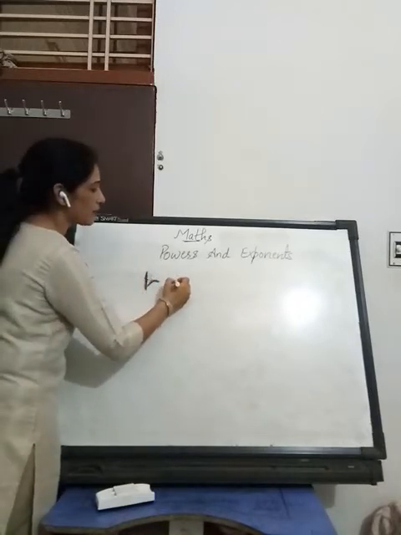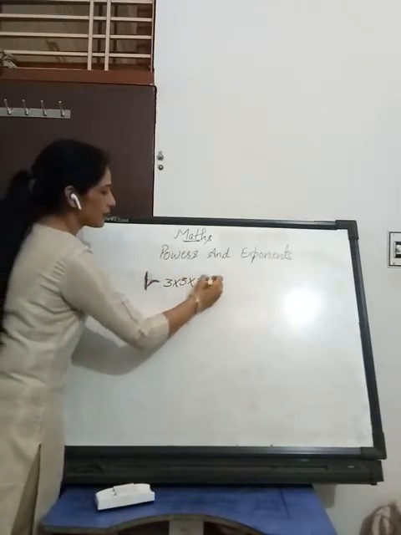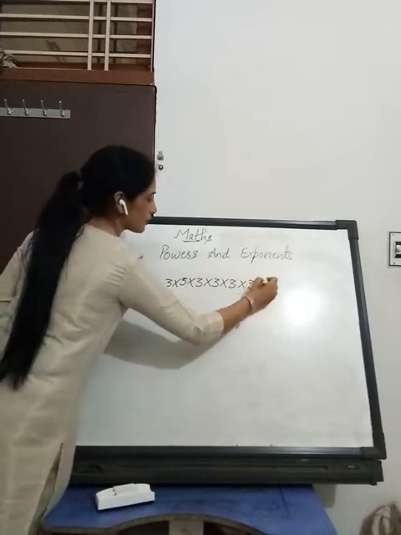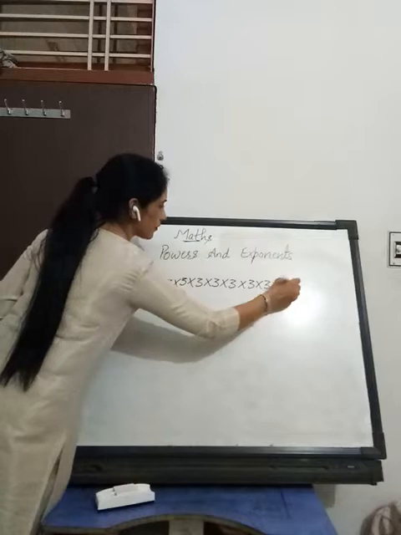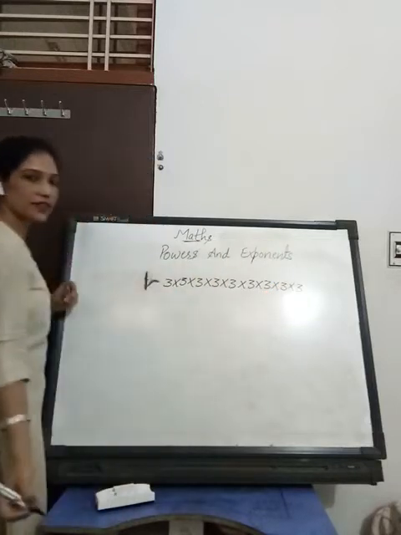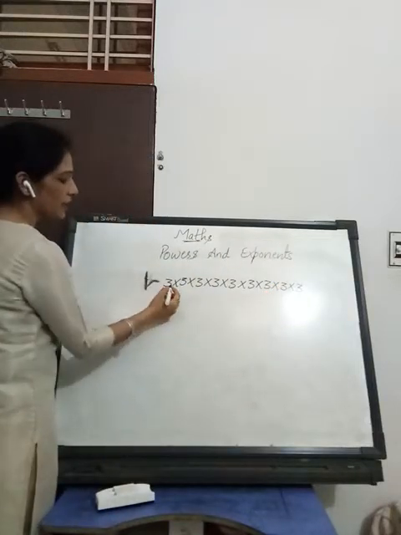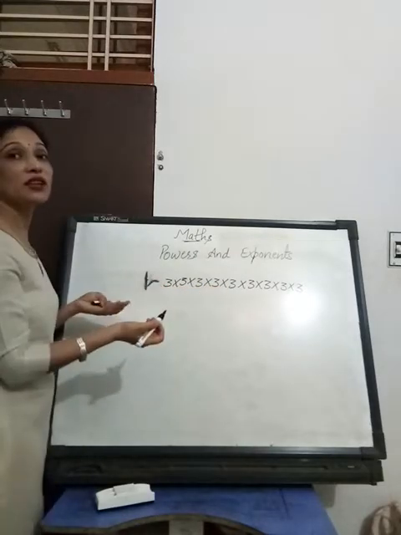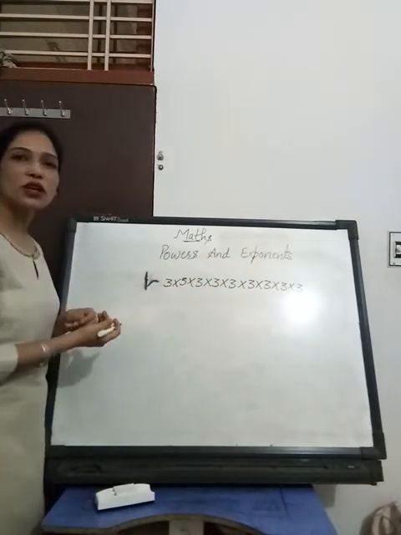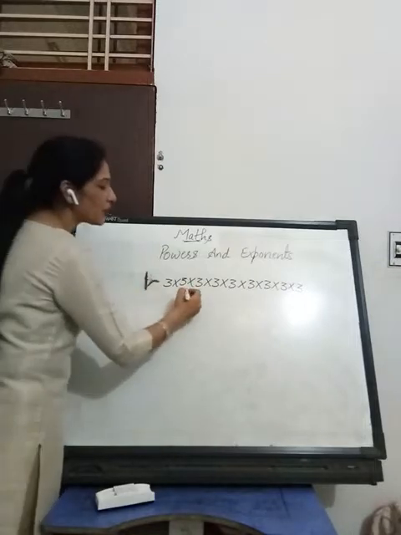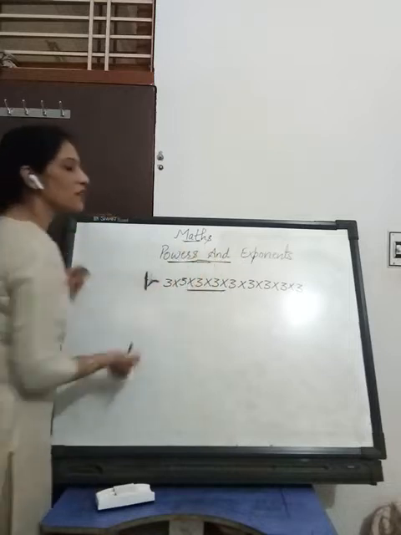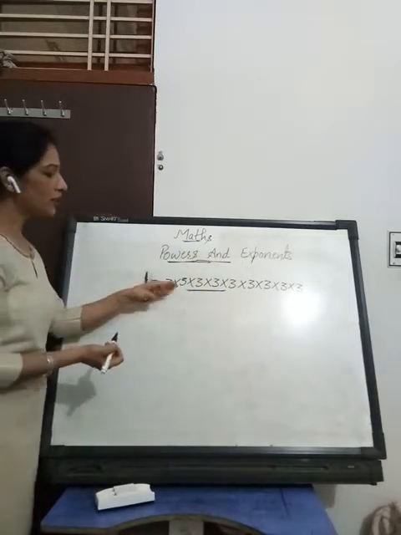For example, I write 3 in multiplication time and I multiply it several times. Look here, what I write over here: 3 multiply 3 multiply 3 multiply 3 multiply 3 and so on. So it is very difficult to read out. So for making it easy to read and write, I will use these two terms, that is powers and exponent.